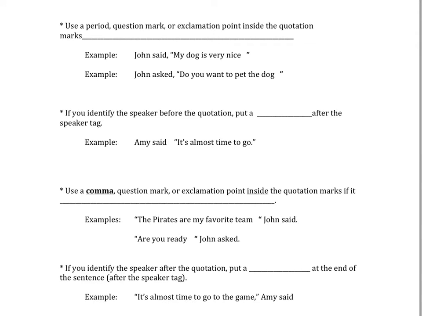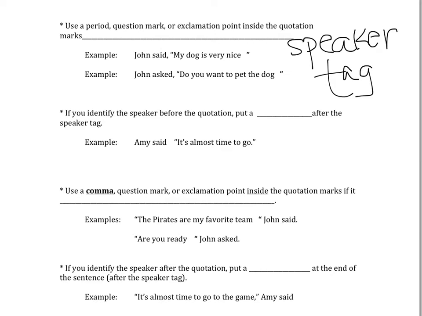Something that I want you to realize is that when you identify the person speaking, we call this a speaker tag. A speaker tag is a little tag you put next to the quote that shows who's talking. So John said, John asked, Amy said, all of these are speaker tags. And you have 3 different options as to where you want to put these speaker tags. One option is to put the speaker tag at the beginning of the sentence. Another option is to put that speaker tag in the middle, and then the third is to put that speaker tag at the end.